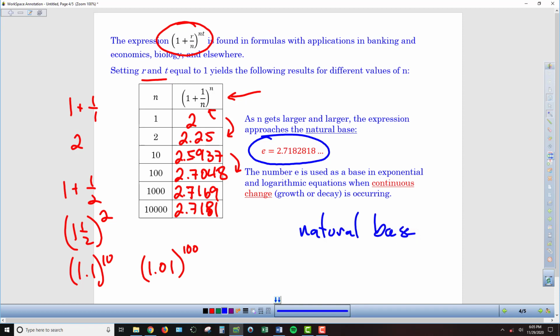It is used in exponential and, as we'll eventually see, logarithmic equations when continuous change is occurring. So if you're looking at problems involving population growth or interest growth of an investment or something like that, we're going to use this base e in a lot of those calculations. We're going to see how that applies in the next example in just a moment.